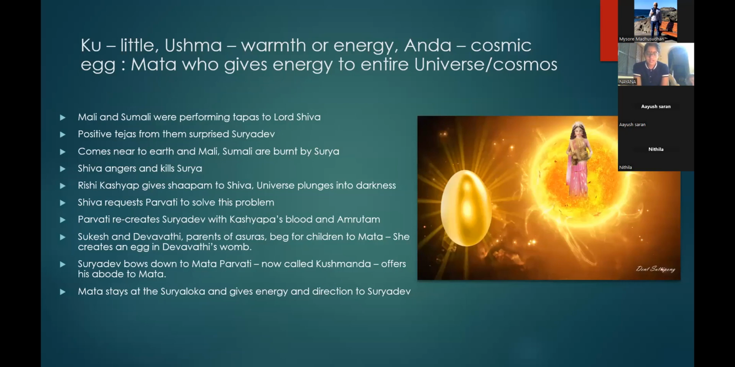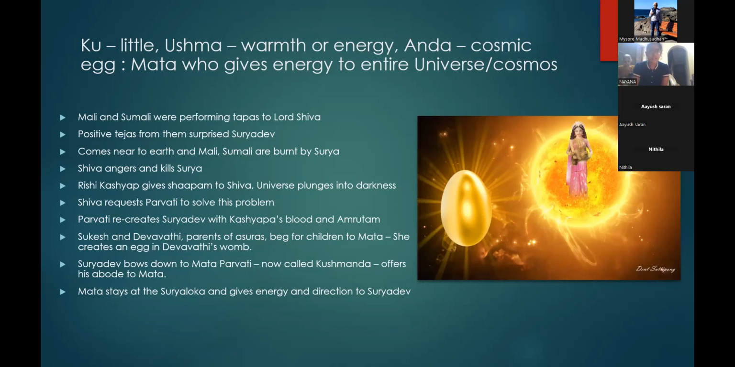So the story is that Mali and Sumali, the sons of the Asura Sukesha and his wife Devavati, were performing tapas for Lord Shiva. Since they were young and because of the tapas they were doing, the positive tejas from them surprised Surya, and he must have thought, who is this from earth who is giving so much tejas?